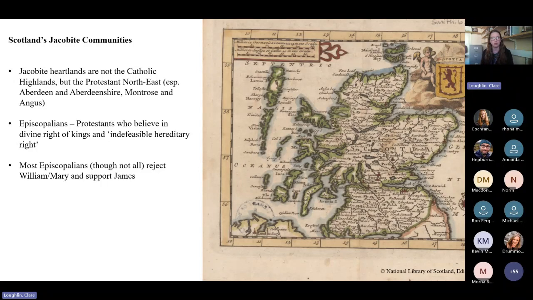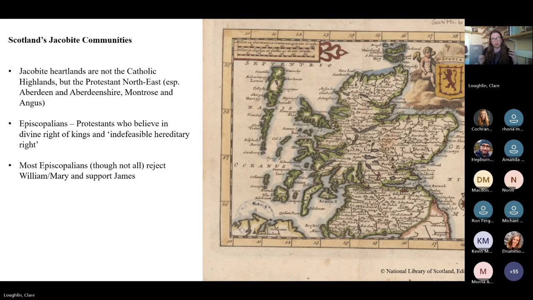They believe in this idea called indefeasible hereditary right. James was put on this throne by God, and it doesn't matter that he's a Catholic, it doesn't matter if he's a tyrant, there is nothing that you can do to change that succession. About a third of Scotland's population are Episcopalian in 1690, and they're particularly prominent north of the River Tay, where Dundee is. So the northeast of Scotland, the Highlands, and the far north.